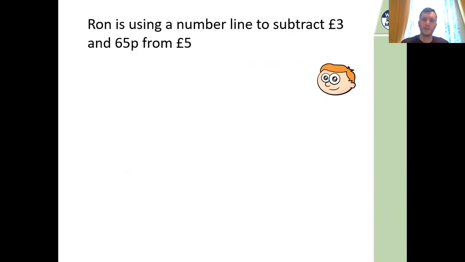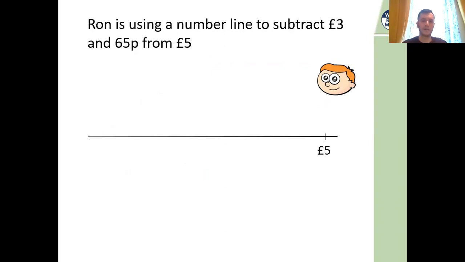Now I'm going to have a go at solving a similar question. I'm going to use that second method, but I'm going to show it on a number line so you can see how we can record it if you want to record it by hand. So Ron is using a number line to subtract £3 and 65 pence from £5. So he's got £5 to start with, and he's taking away £3 and 65 pence. If you want to have a go, maybe you can try and solve it yourself. Otherwise, let's look at it together.